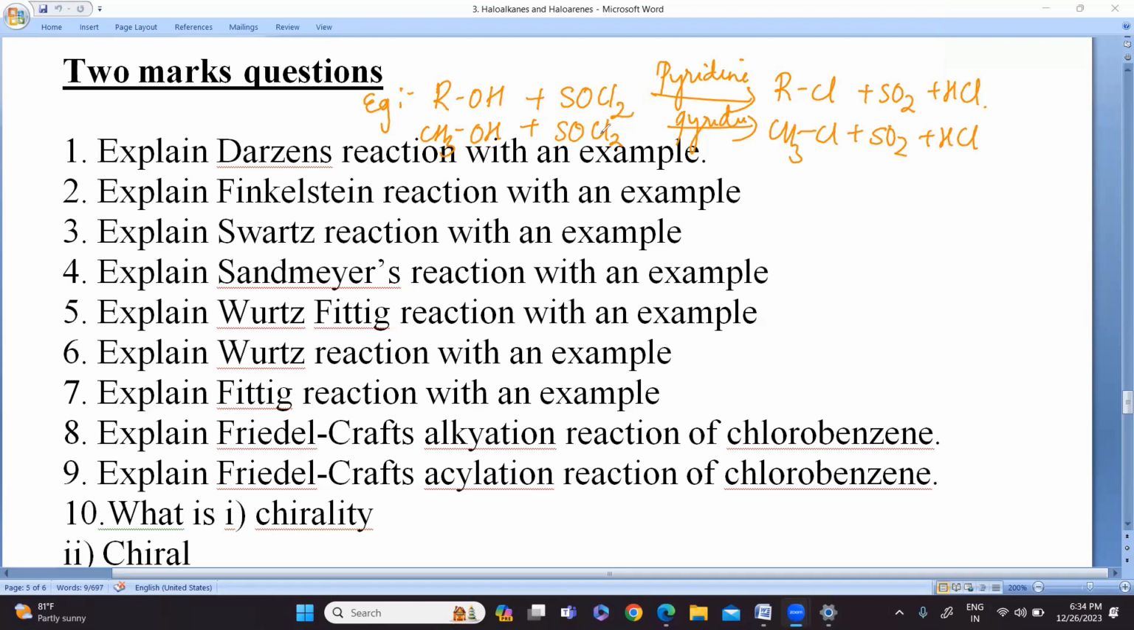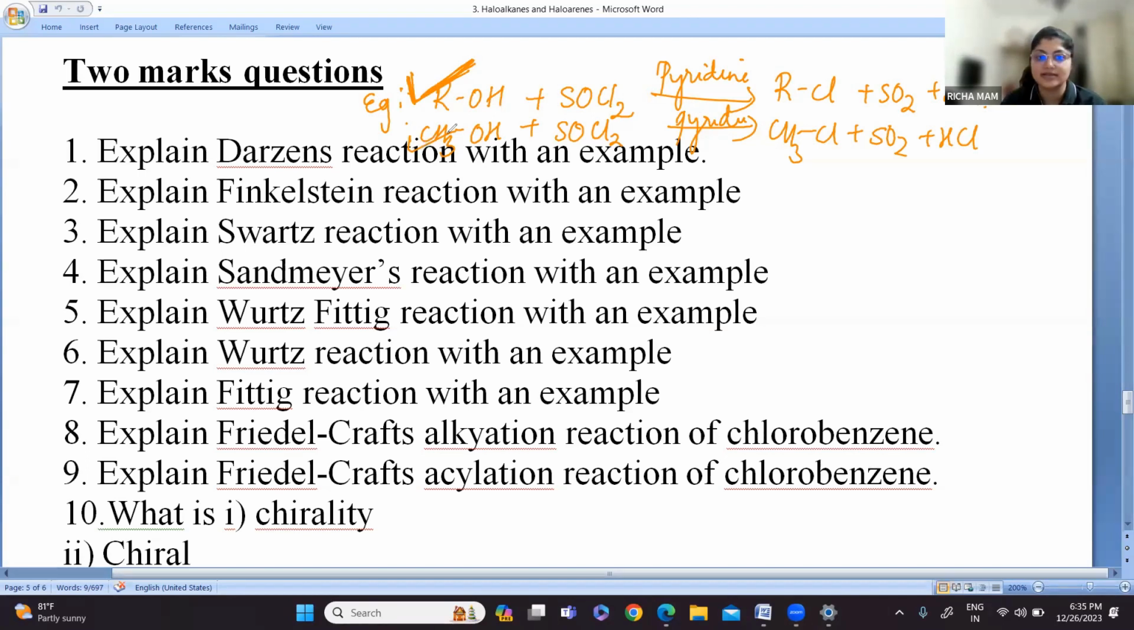Fine. So what is the explanation you have to write now? Alkyl chlorides are prepared by refluxing alcohols with thionyl chloride in the presence of pyridine. This is called Darzen's reaction. And you have to write this example. If they tell you to write an example, you have to write this example. If they tell you to write a general reaction, then you have to mention this only. So please study the general reaction as well as the example.